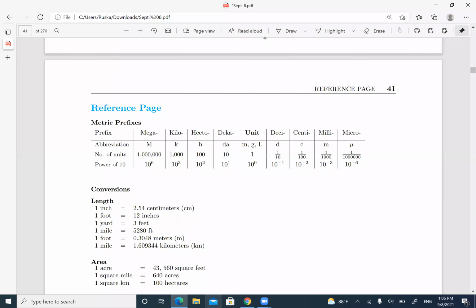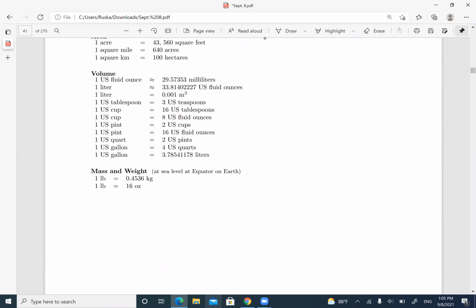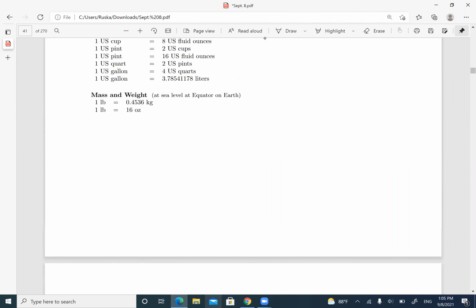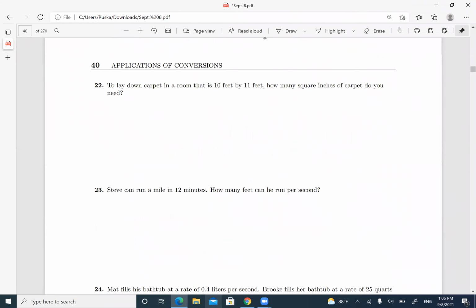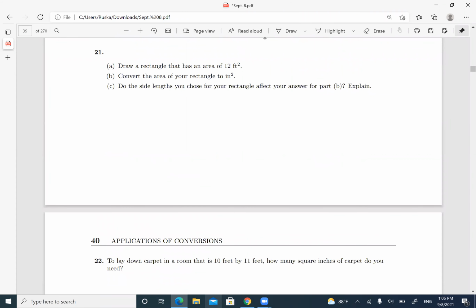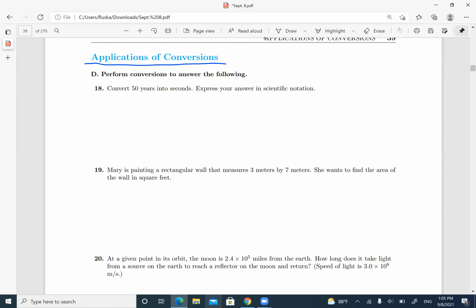And also you can have seconds and milliseconds, right? You know that. And these are the conversions between the land, the area, and the volume, and the mass and weight. So this page is 41. We're going to use this 41 just for basic conversions, okay? So going back to 39, we're going to start with number 18.